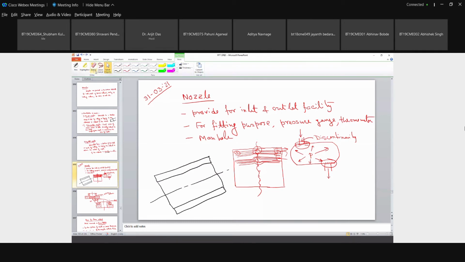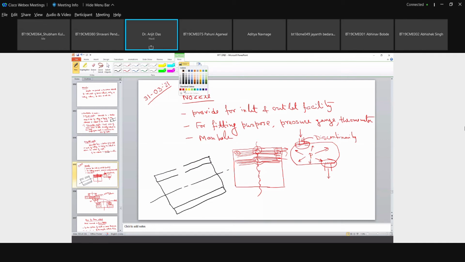Select object, small eraser. Okay, so now I may make a hole. Clear? Now when I make a hole, the material loses its continuity and you attach a nozzle by welding.